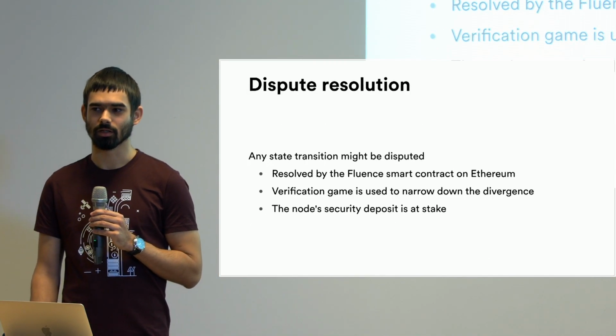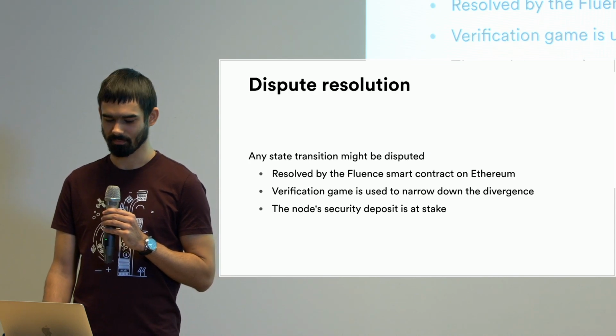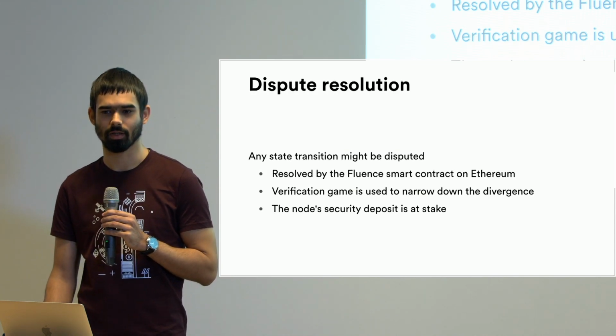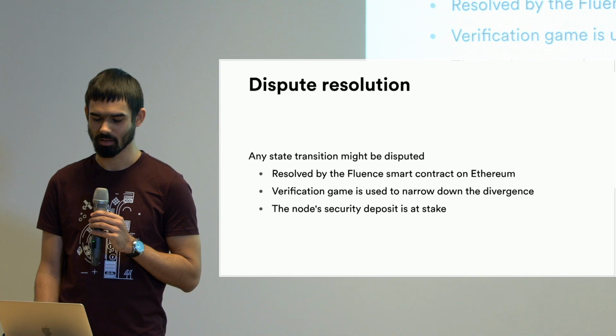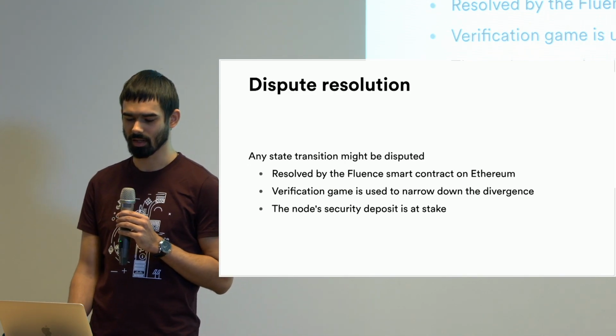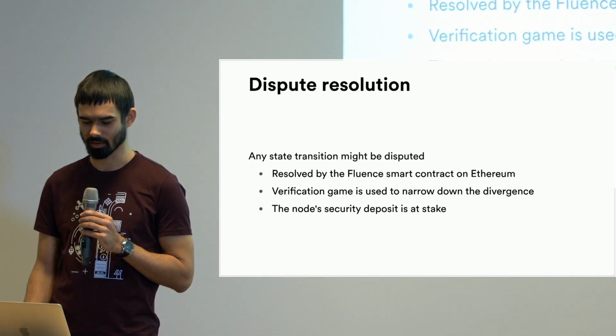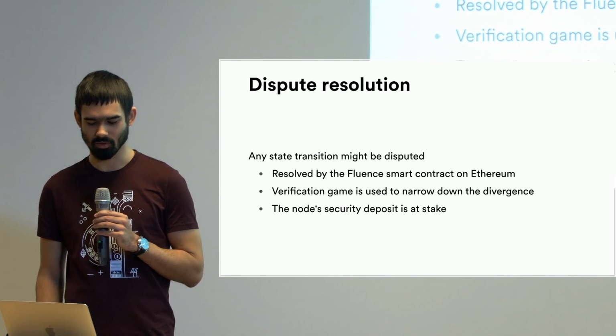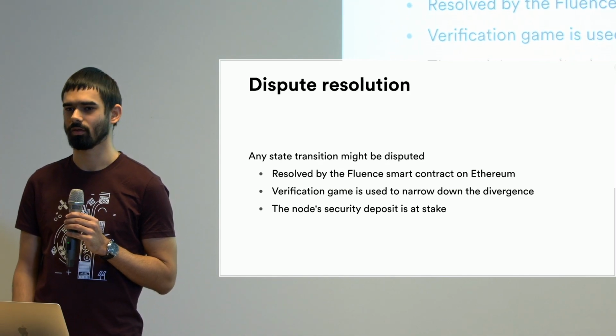Any state transition which is made by a real-time cluster might be disputed. And for disputes, we delegate to Ethereum as a final judge. So disputes are resolved by the Fluence smart contract on Ethereum.